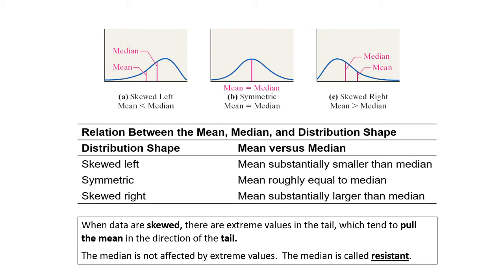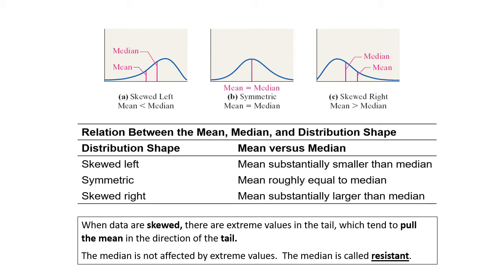Skewed data pulls that mean to the side, but it doesn't pull the median. And so if we have skewed data, what we should do is use the median as our center. Anytime we have skewed data, the median becomes the much better descriptor of the center of our data.